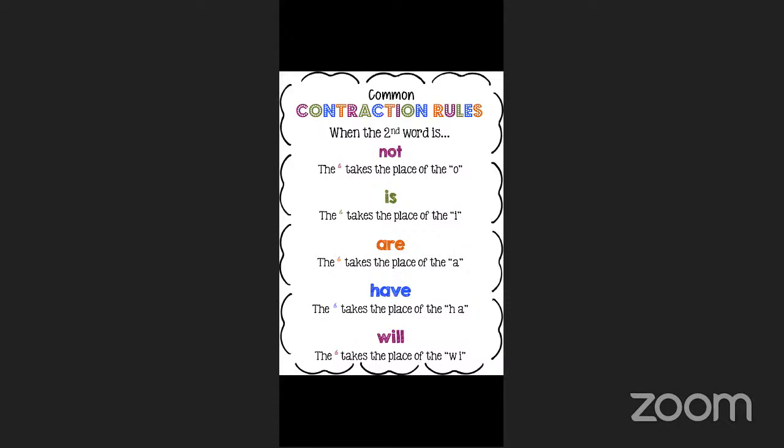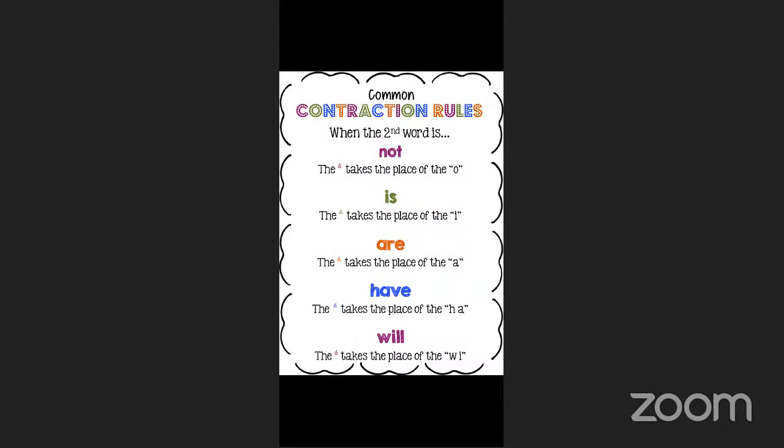Are. The apostrophe takes the place of the A. They are. We say they're. We use the apostrophe instead of the A. We remove the A and the apostrophe is used in its place. Then have. The apostrophe takes the place of the H and A. The apostrophe replaces the letters H and A.